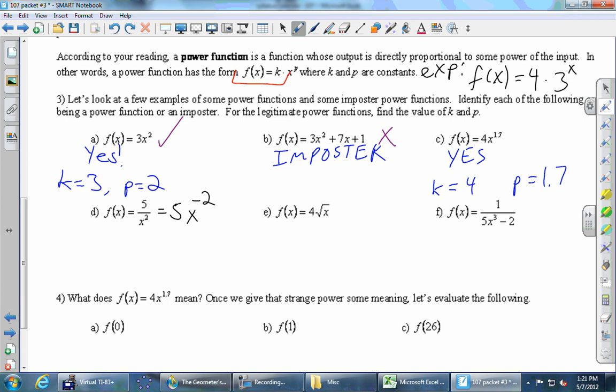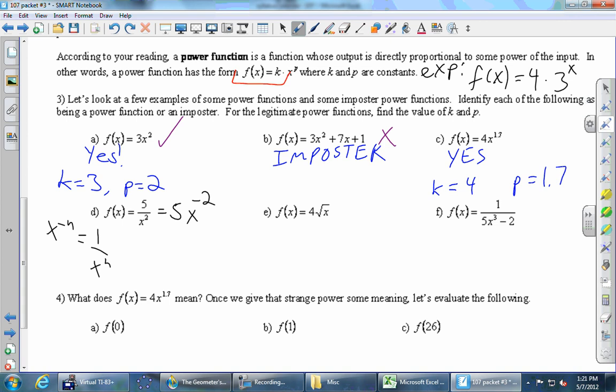5x to the negative 2. Is that the same as 5 over x squared? 1 over x to the n. We've seen that, yes? It's the definition of a negative exponent. So having x squared on the bottom is the same as having x to the negative 2 on top. Is it a power function? Yes, it was the whole time. It just didn't look like the standard form.